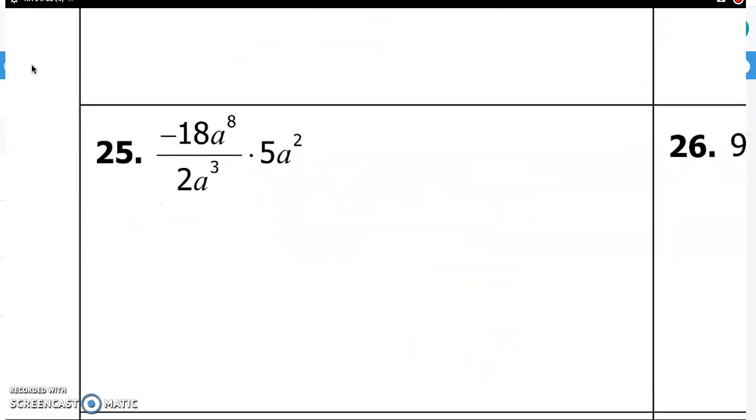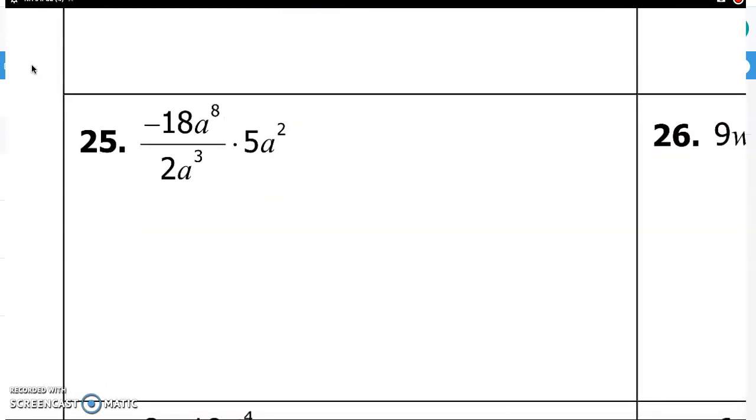When you have a fraction times a single term, like we do in 25 and 26, there are 2 ways you can do it. They're actually set up to make it easier for you, so you have smaller numbers, okay? But you actually can think of this as over 1, so then you can multiply your fractions together, just one big fraction. I'm going to do it how they have it set up, though, just because it is a little bit easier. So what that means is we need to divide. Negative 18 divided by 2 is negative 9, a to the 5th. Remember, we subtract our exponents. Times 5a squared.